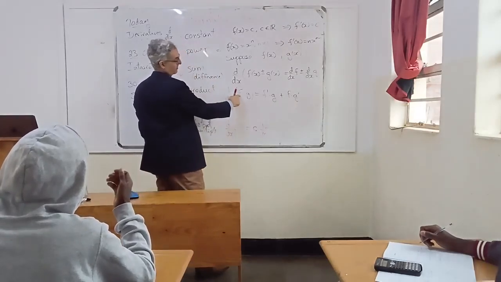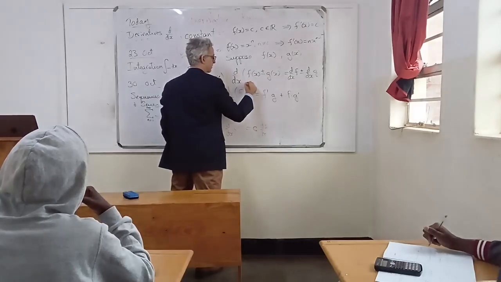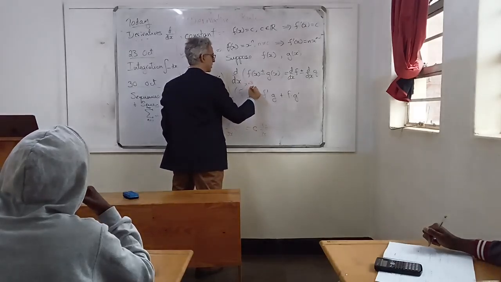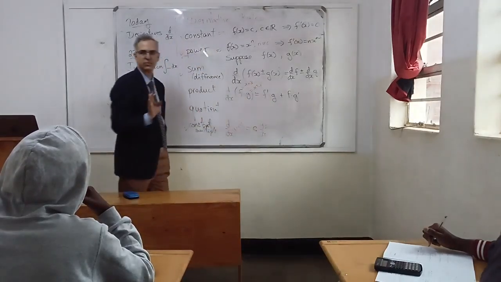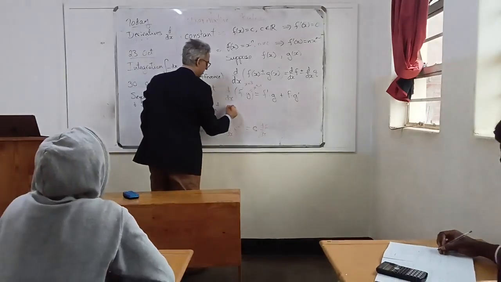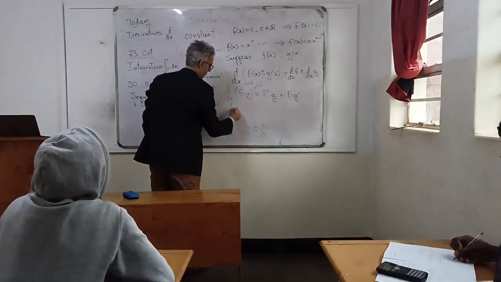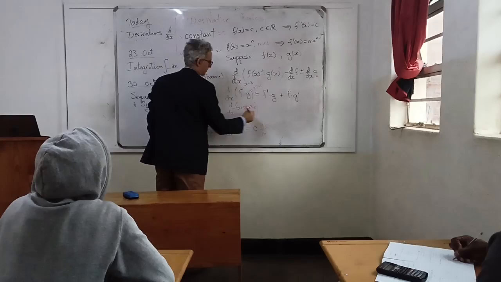We want a function of x. Let's say f is x plus 3. Simple. And g can be x squared minus 1. Two simple functions. So what is the derivative of x plus 3 times x squared minus 1?